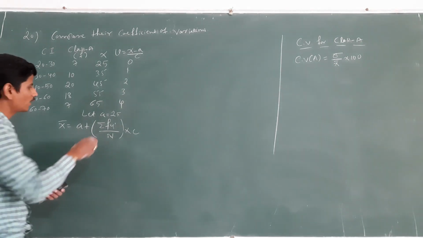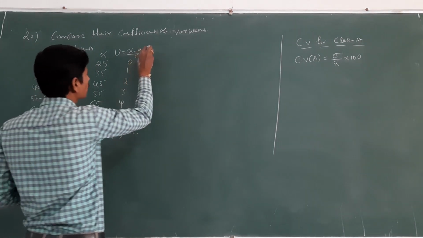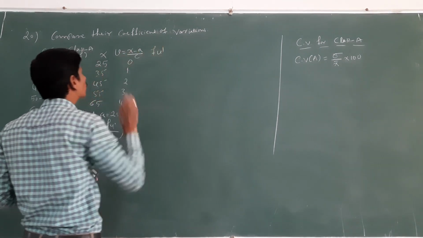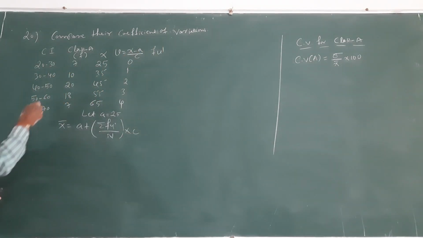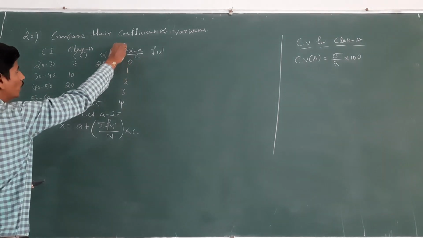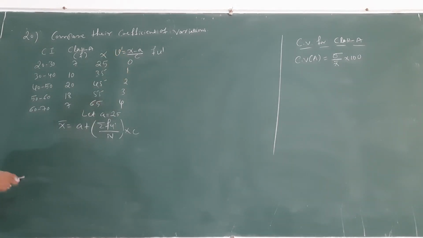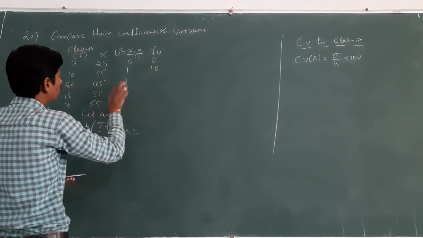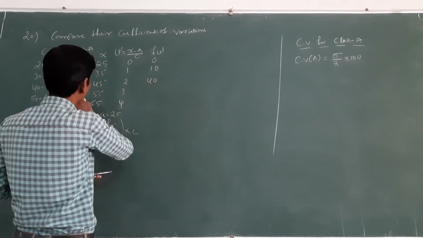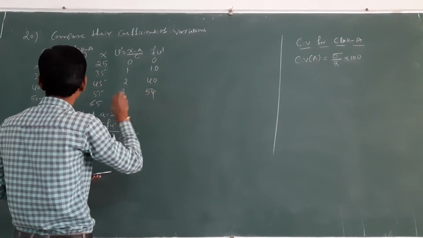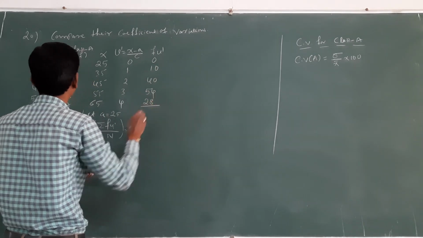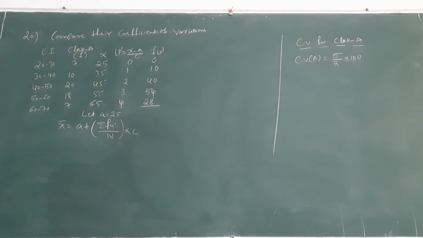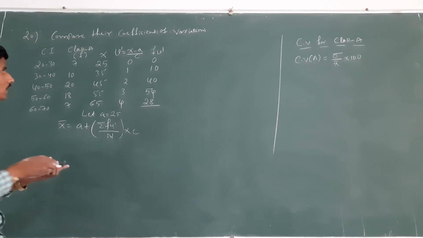Next you have to multiply f into u dash, where u dash equal to x minus a by c. 7 into 0 is 0. 10 1s are 10. The next 20 2s are 40. The next 18 3s are 54. The next 7 4s are 28. Then you have to add all these values. 10 plus 40 is 50, 50 plus 54 is 104, 104 plus 28 is 132.